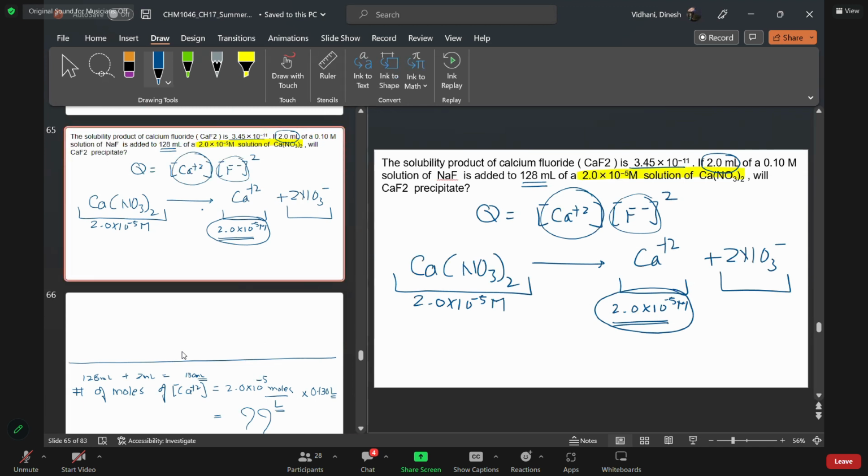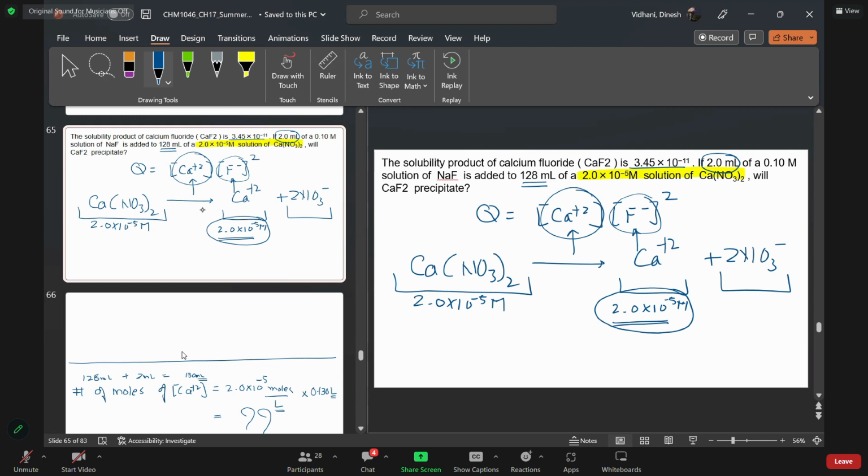So that's given to us. So Ksp is given to us, right? What we need to find is Q and then compare Q with the Ksp. That's what we need to find. Now we need to find the individual concentration of calcium ions and fluoride ions. These two are coming from two different sources and we are putting them together in one solution.